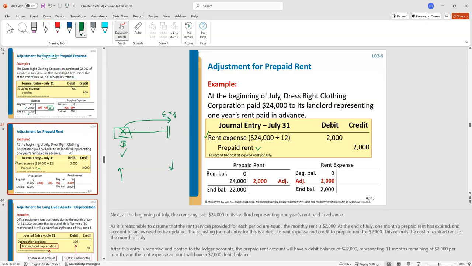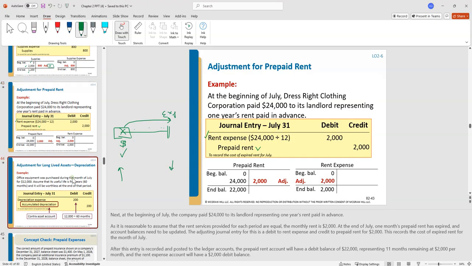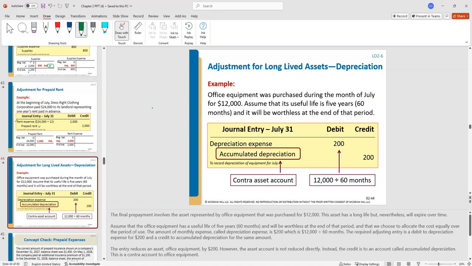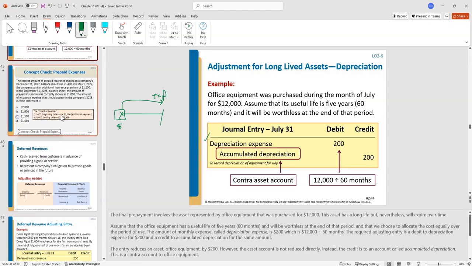There's another example for prepaid rent. You could also have it for things like long-lived assets. Another deferred expense. Maybe one of those journal entries we did was we bought a machine. So that was what we did during the period. Now we're at the end of the period. We have to accrue. So we spent the money for the machine first, but now we're at the end of the period. We have to recognize the expense for that machine, which we're going to use depreciation for. So you can look at the calculation, but essentially it's debit depreciation expense, credit accumulated depreciation.